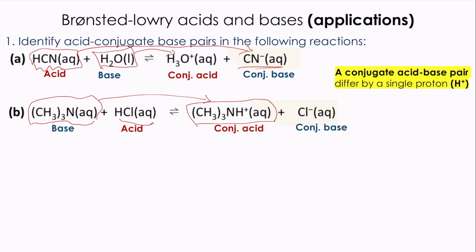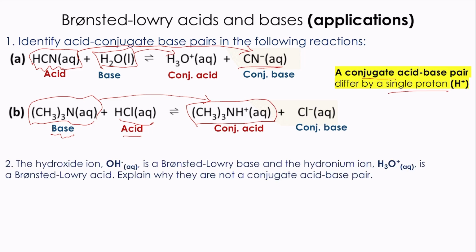For that reason, we can say that the conjugate acid-base pair differ by a single proton. Why? As you can see here, what has happened to this base? It gained H positive. What has happened to this acid? It lost one single H positive. Let's check another question. The hydroxide ion, OH negative, is a Brønsted-Lowry base, and the hydronium ion, H3O positive, is a Brønsted-Lowry acid. Explain why they are not a conjugate acid-base pair.